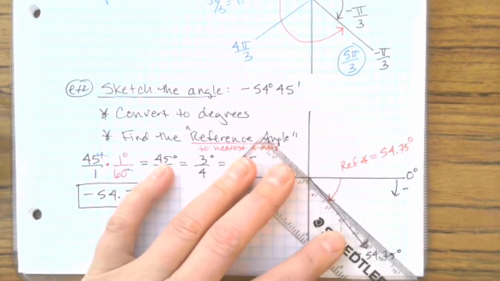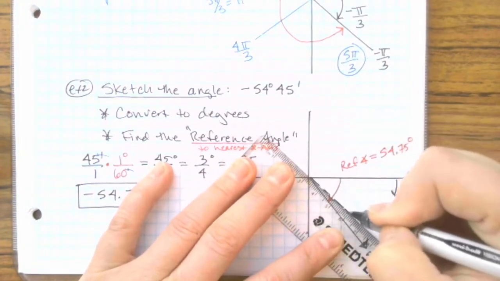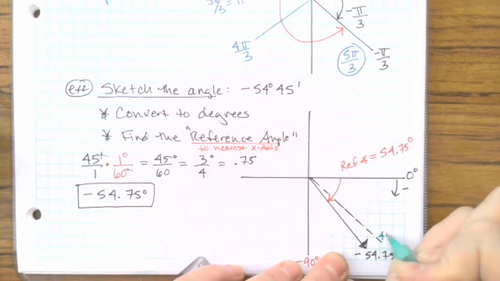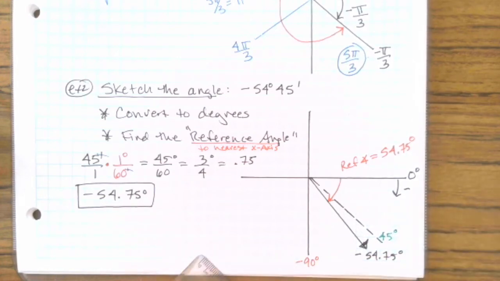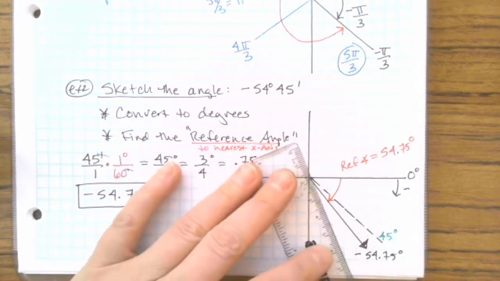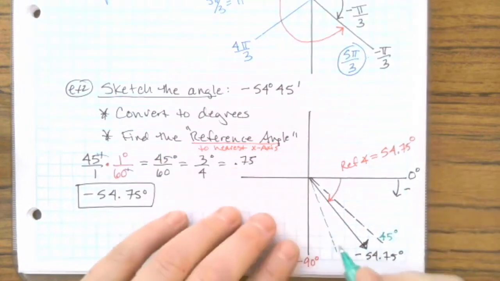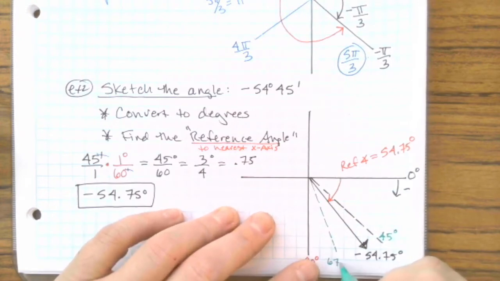45. Let me change colors. So if this is 45 degrees, and then half of 45 is 22.5. If you add that, you get halfway here, which is your 67.5 degrees. I should make both of these negative.